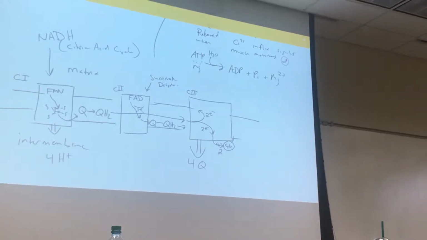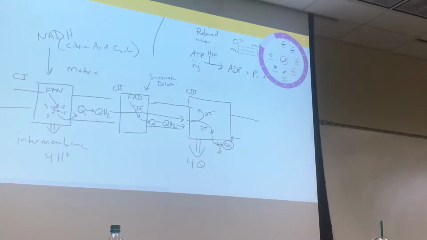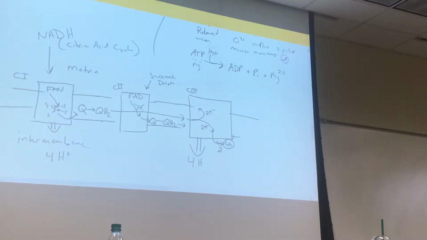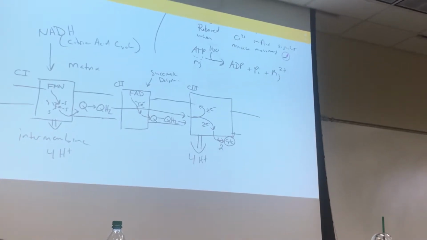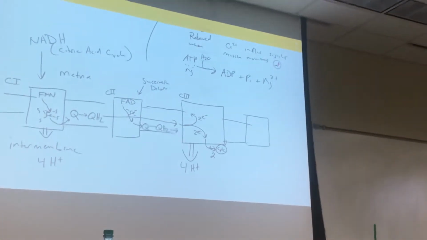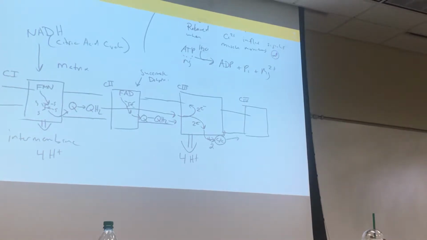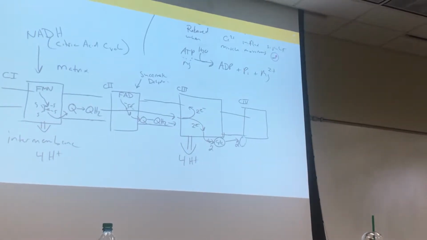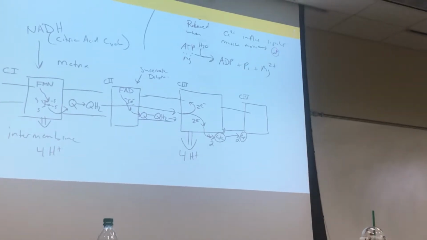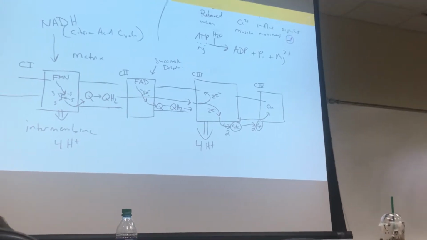We can go over the Q cycle if you guys want me to. But 4H plus, okay? And then what happens, we have here complex 4 and cytochrome C, remember 2 of those, bring over. Cytochrome C, and then we'll shuttle the electrons, but they're unique because they have the copper.